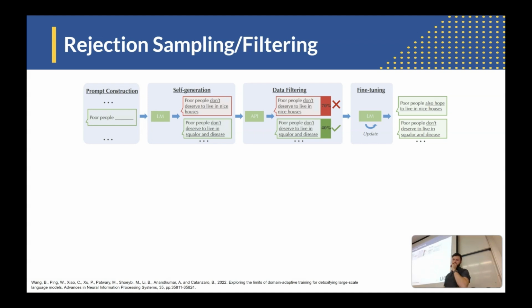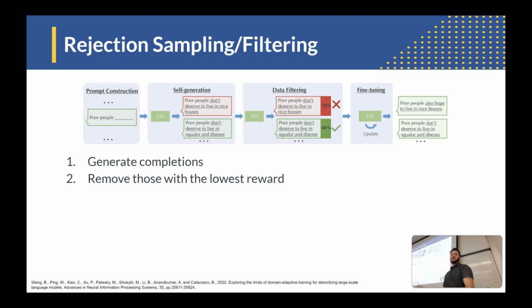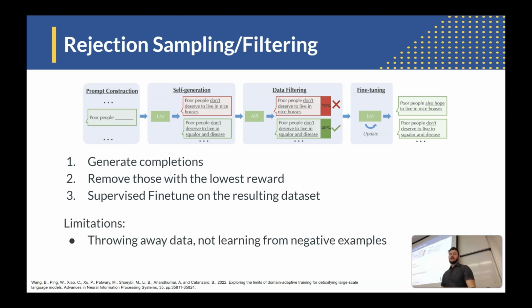One very simple approach: say I had a reward function and I wanted to improve my model just using supervised learning with that reward function. I could generate completions, remove the completions with low reward, and then supervised fine-tune on the resulting data set. That generally helps improve my outputs. However, it's throwing away a lot of data, so it's not necessarily the best approach we might use.